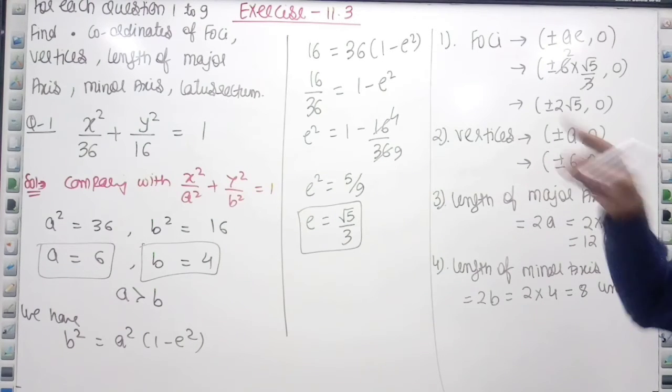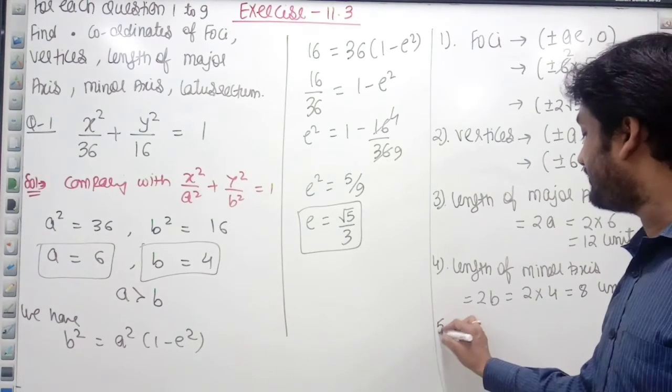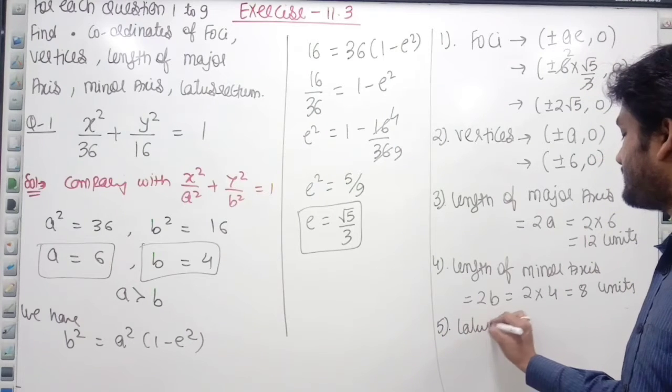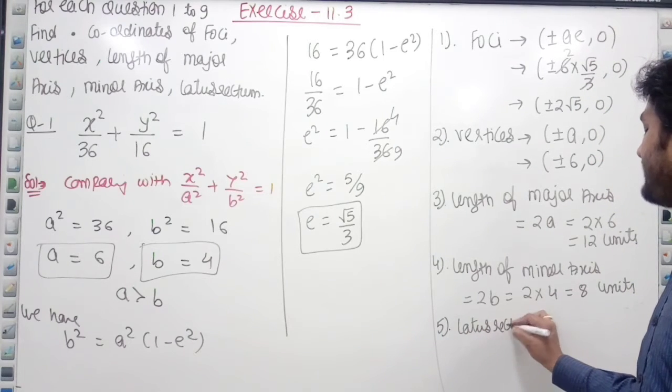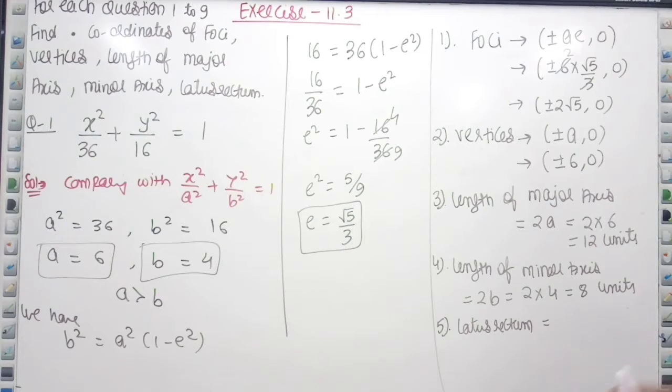And the last thing is the latus rectum. The length of the latus rectum is asked. It is 2b square by a. 2b square is 2 into 4 square, 16, and a is 6. So 2 3s are 6, 16 by 3 units, and this is the answer.